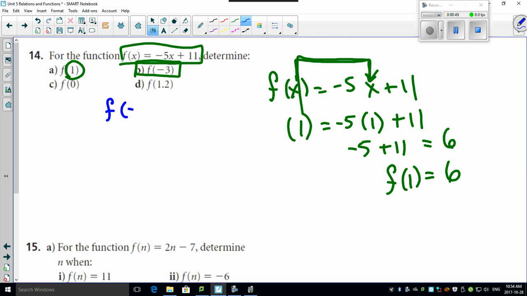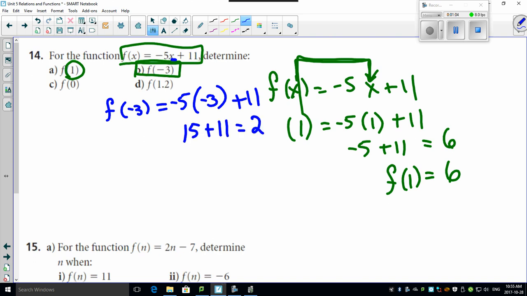F of negative 3 means wherever there was an x, substitute in the value. There's negative 5 times negative 3 plus 11. Negative 5 times negative 3 is positive 15 plus 11. This works out to be 26. So f of negative 3 equals 26. Okay, look at C. Same kind of idea.